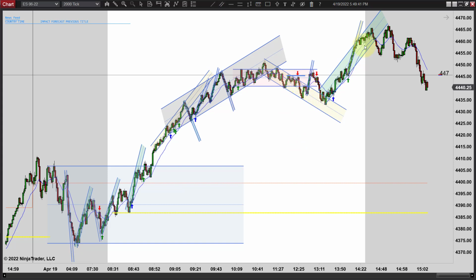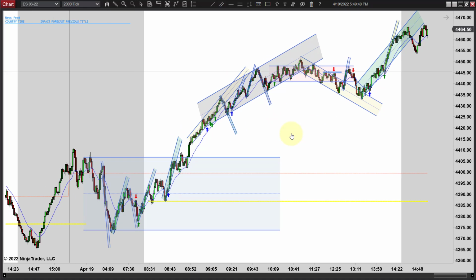And then we finally broke lower and then reversed and went higher again. But this is a really strong trend up through here. We'll talk about those trades when we get there.